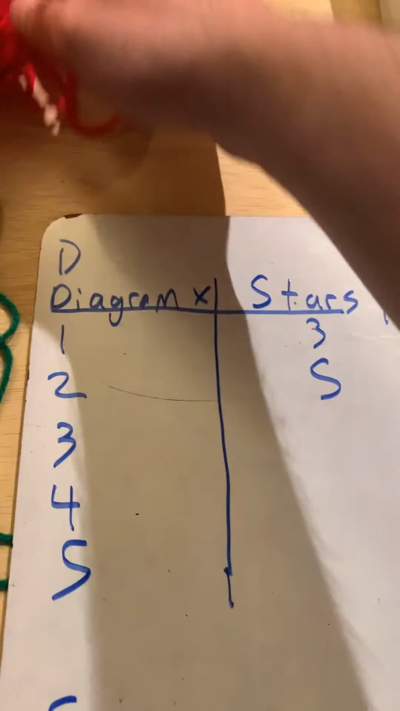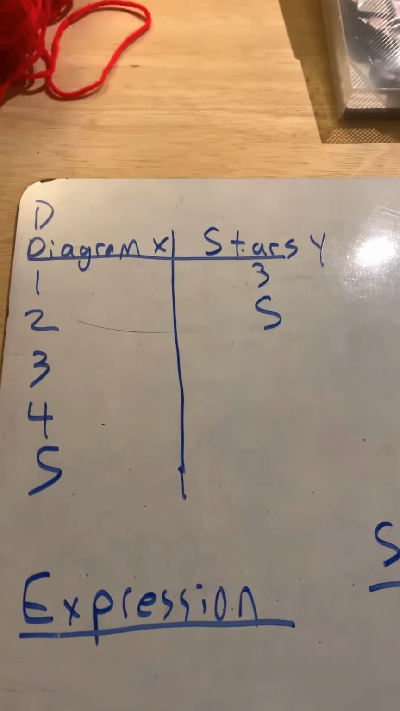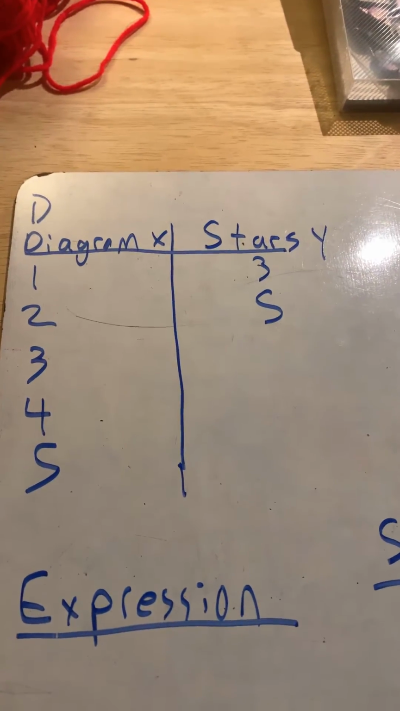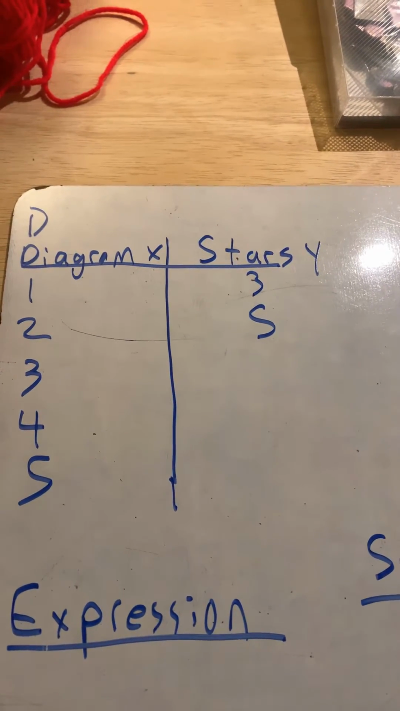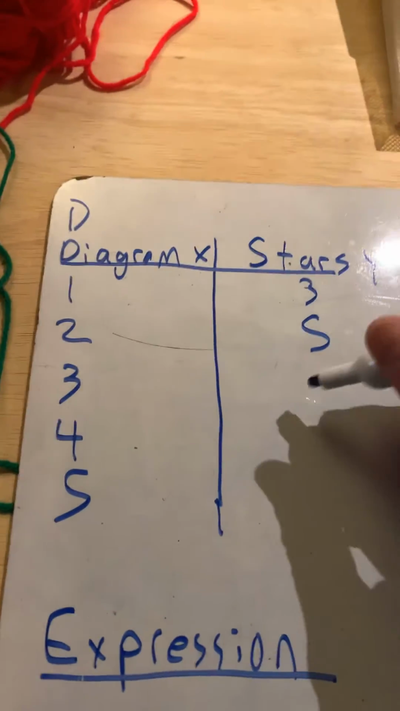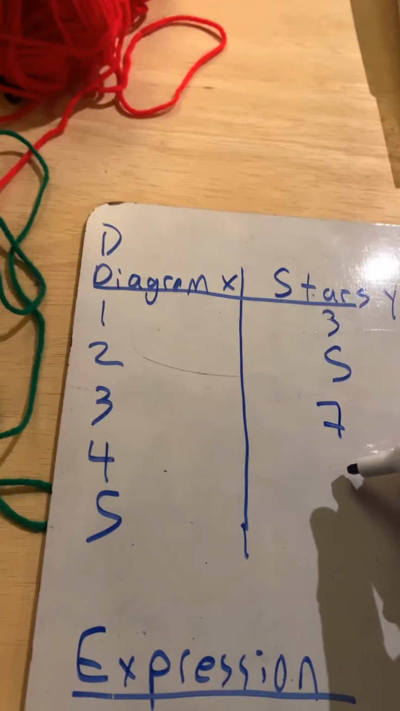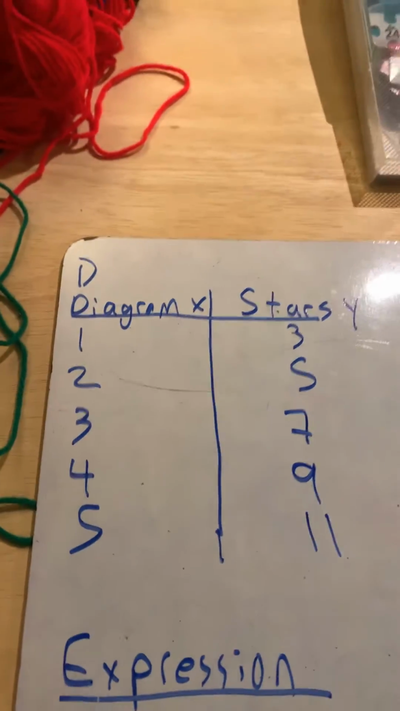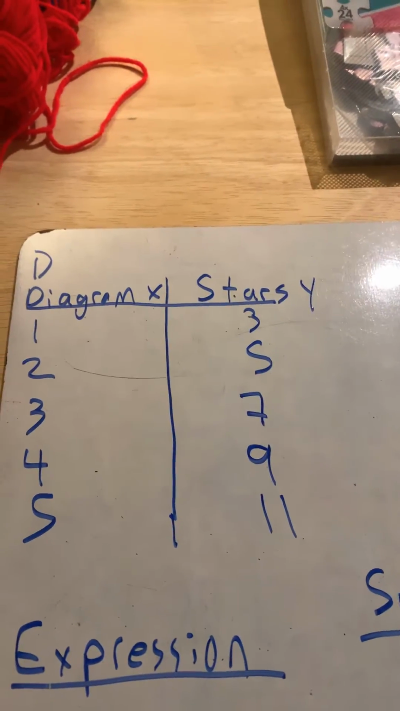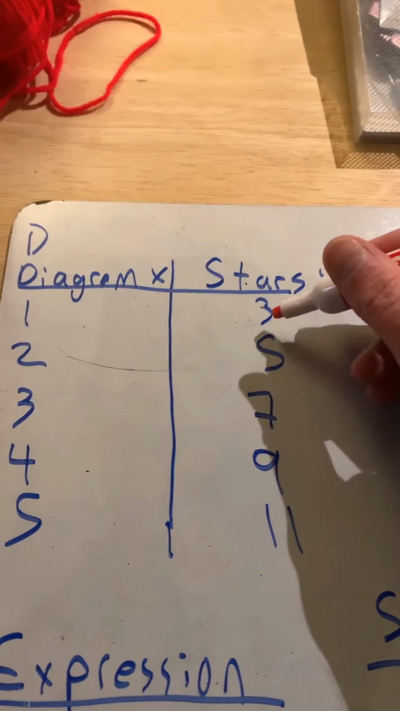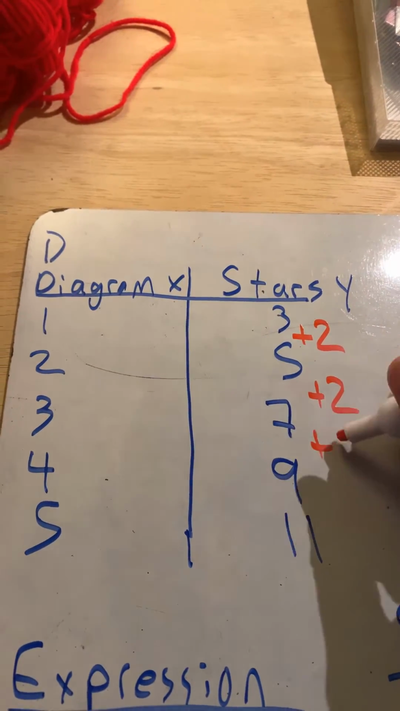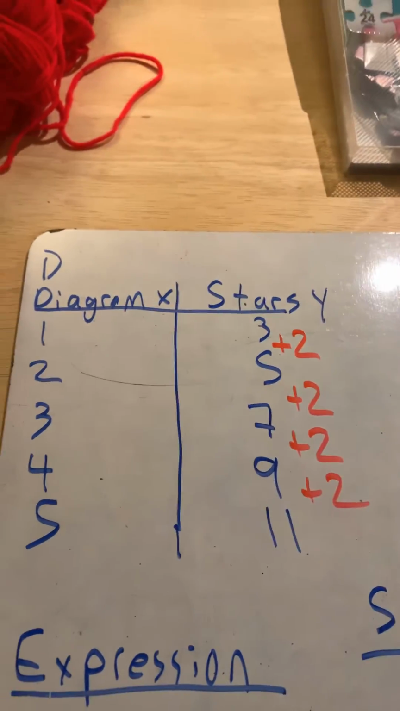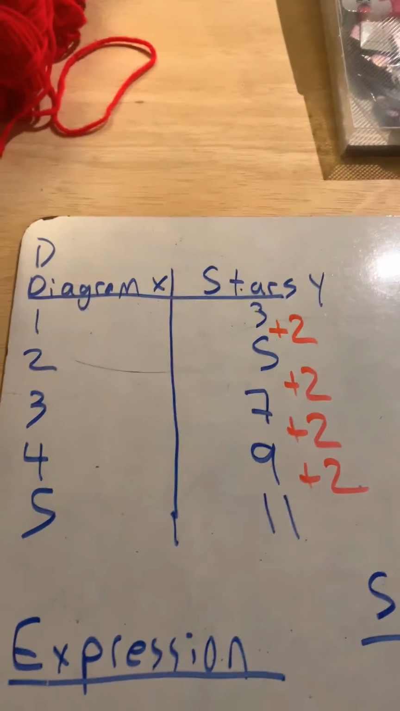The first question asks you to compare diagrams and stars. If you look at the question, the first diagram has 3 stars, the second one has 5, and then it goes 7, 9, 11. The key thing to look at is how the pattern is increasing. It's increasing by 2 every time, and that gives you the clue to the algebra, the connection between the diagram and the stars.